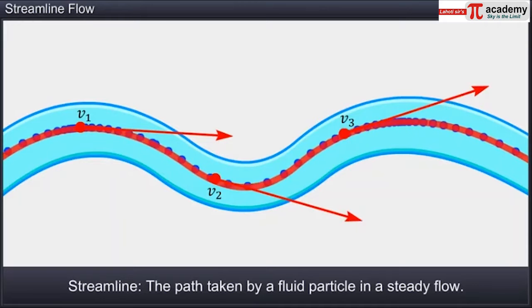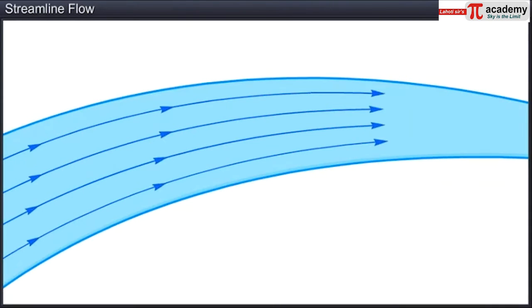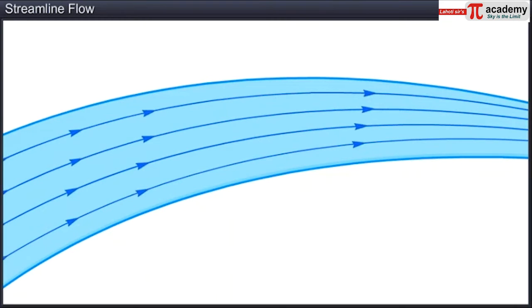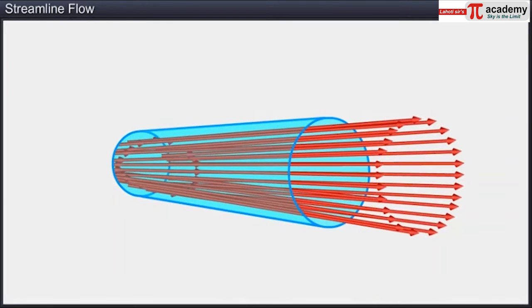The path taken by a fluid particle in a steady flow is called a streamline. The motion of the entire fluid can be represented with a number of streamlines showing the direction of flow in different areas. Thus, steady flow is a streamline flow. As the tangent at a point in the streamline indicates the direction of motion of all the particles at that point, no two streamlines cross each other.